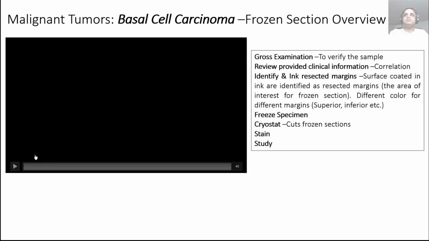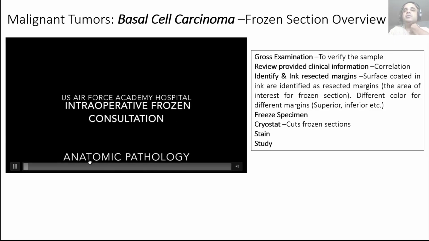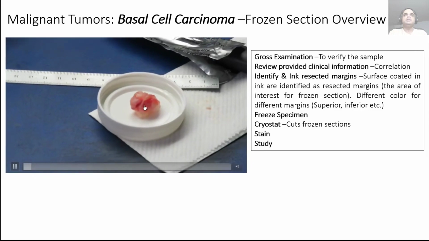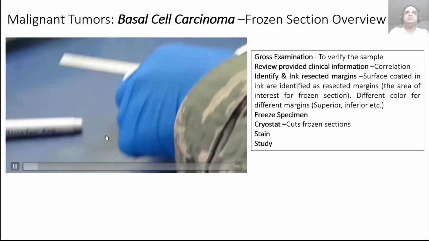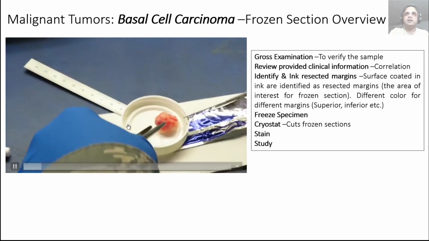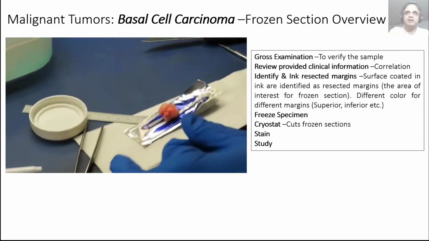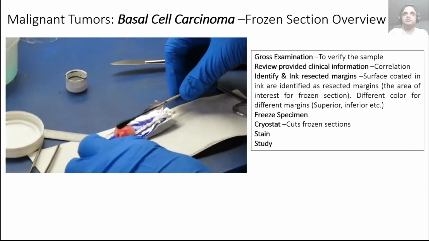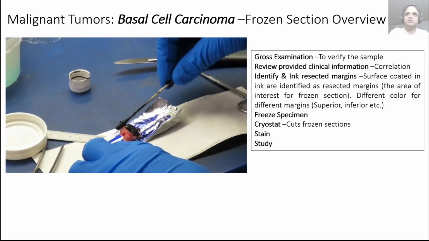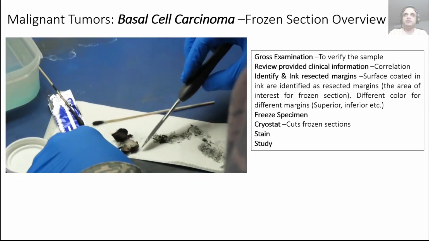I'm going to show you a little video of how a frozen section is done. The first step is basically gross examination of the tissue, just to verify that this is a sample that was sent to them. And then you cut the sample, and you mark it with ink to identify the margin. Each margin would have a different ink color, so you know this is the anterior margin, this is the posterior margin. Since this only has one margin, it is covered by one colored ink.